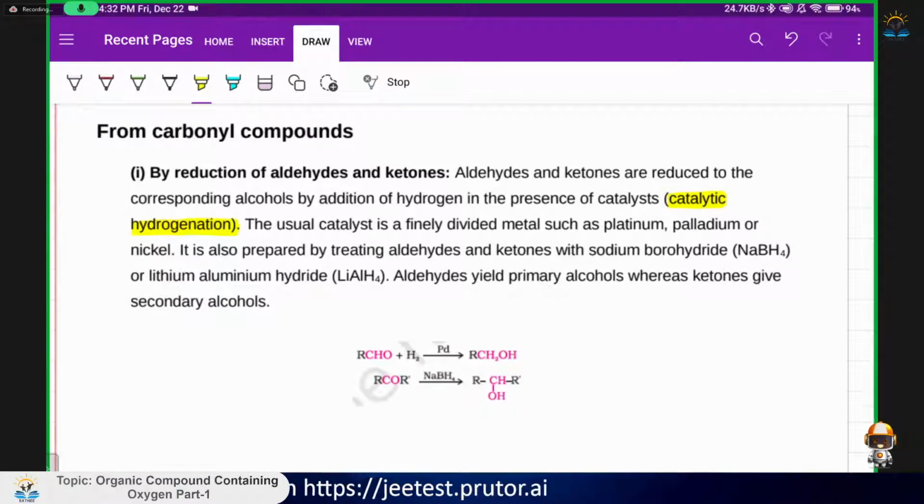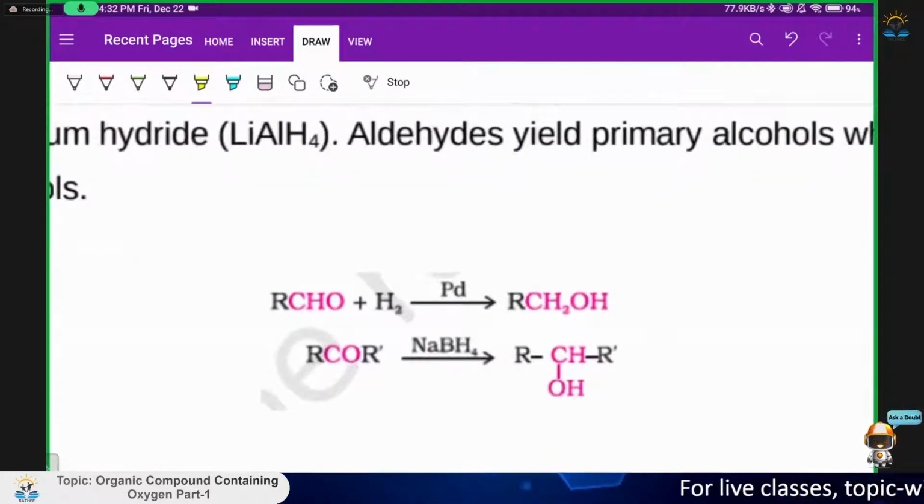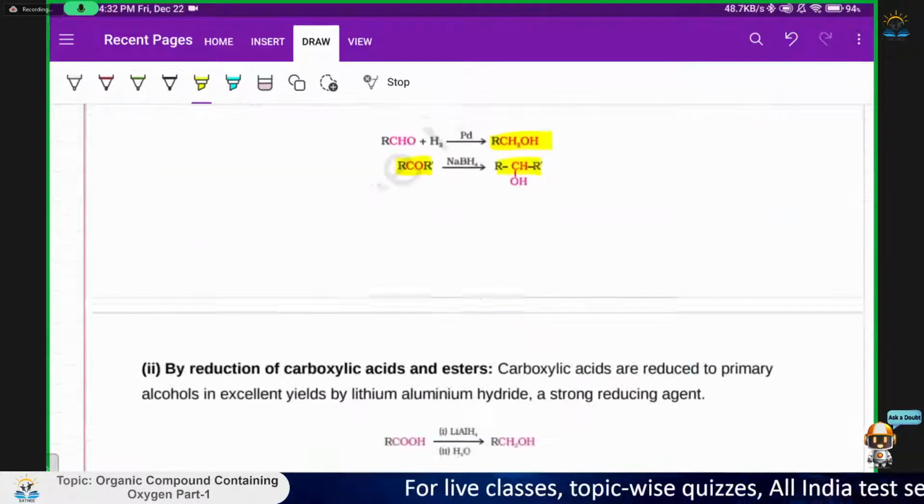So we can reduce aldehydes and ketones by what? Catalytic hydrogenation, by adding hydrogen in the presence of a catalyst, or by simply reducing with reducing agents such as lithium aluminum hydride or sodium borohydride. If it is an aldehyde, we get a primary alcohol. If it is a ketone, we get a secondary alcohol.